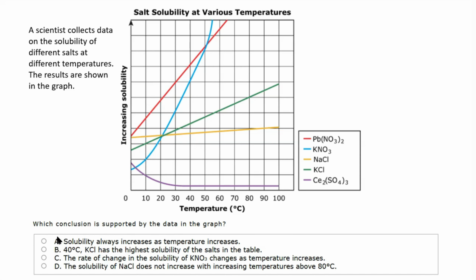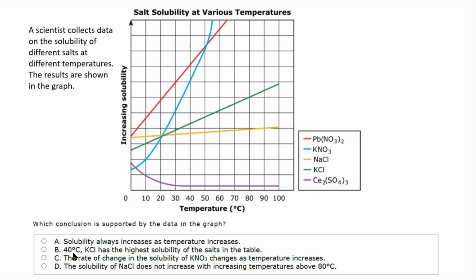So in option A, it says that solubility always increases as the temperature increases. You can see that the red, blue, green, and yellow lines are all increasing as the temperature increases. But for the purple one, it is not increasing. The rate of increase is decreasing as the temperature increases. So that means A is not going to be the option here.